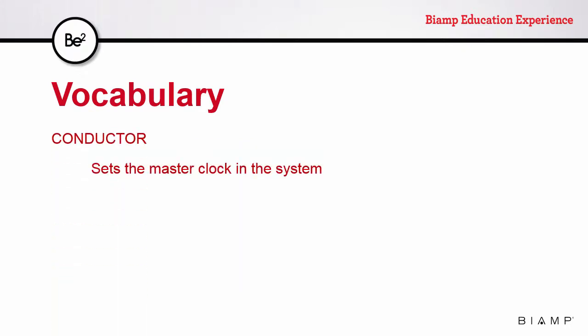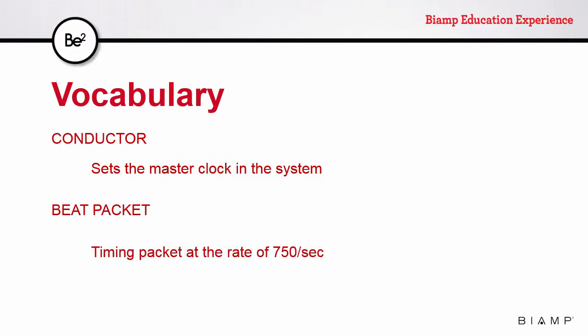One device in the system will become what's called a conductor. One of the most important roles the conductor plays is to set the master clock in the system so that all devices are synced up, which is imperative for hearing the right thing at the right time. It does this by sending out a timing packet called a beat packet at the rate of 750 per second. All the devices on the network take this signal and match their clock to it.